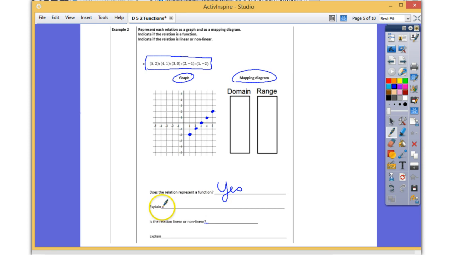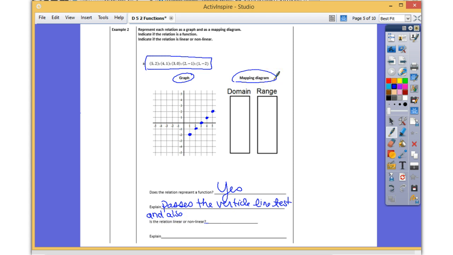Why? No straight line. It passes the, yes, it passes the vertical line test. And we're going to add to this in a second. And also, we'll see when we do this mapping diagram now.